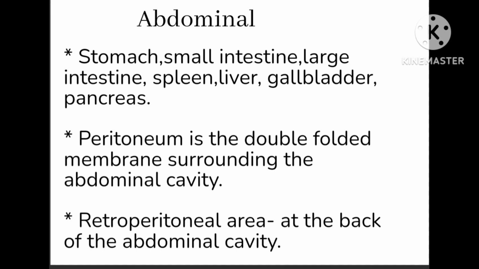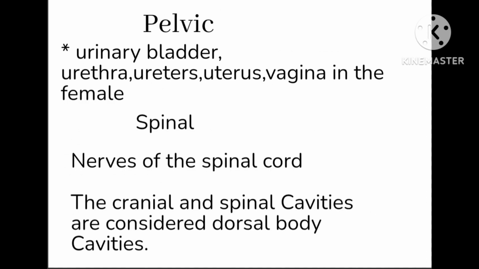Next, abdominal cavity. It contains stomach, small intestine, large intestine, spleen, liver, gallbladder and pancreas. Peritoneum is the double-folded membrane surrounding the abdominal cavity. Retroperitoneal area means at the back of the abdominal cavity. Next, pelvic cavity. It contains urinary bladder, urethra, ureter, uterus, vagina in the female. And last one is spinal, nerves of the spinal cord. The cranial and spinal cavities are considered dorsal body cavities.